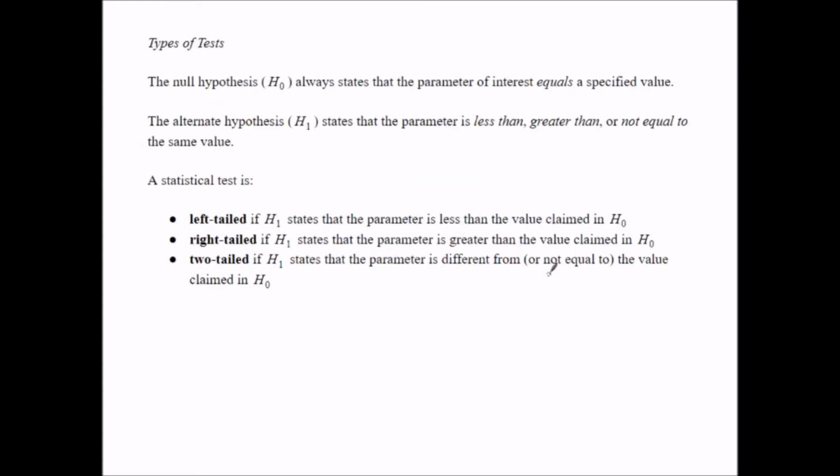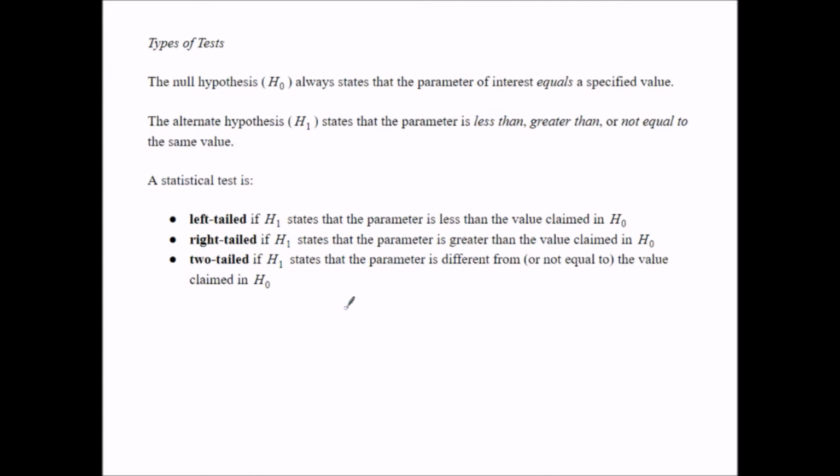So based on your alternate hypothesis, you might have to pick a different type of test. First of all, the null hypothesis, H naught, always states that the parameter of interest equals a specified value. The alternate hypothesis, H1, states that the parameter is less than, greater than, or not equal to that same value.